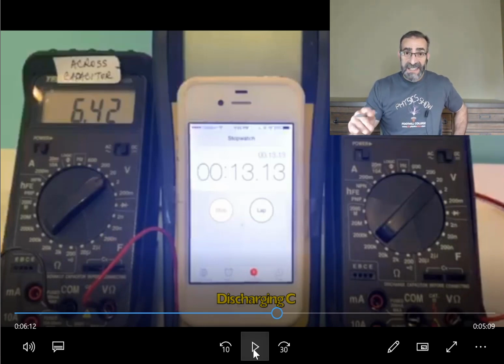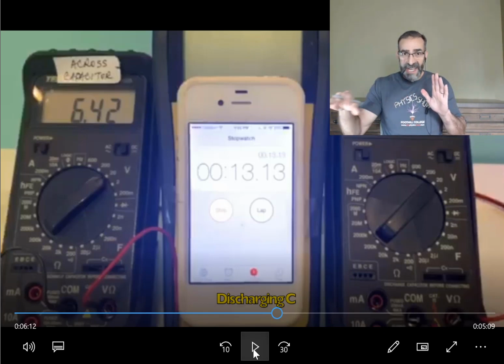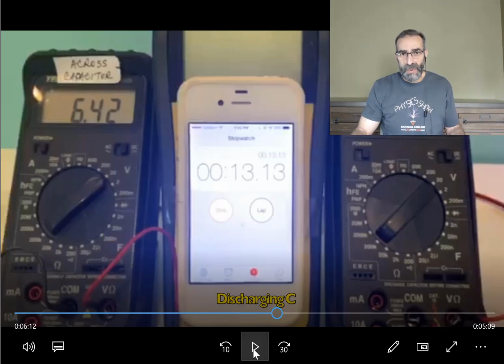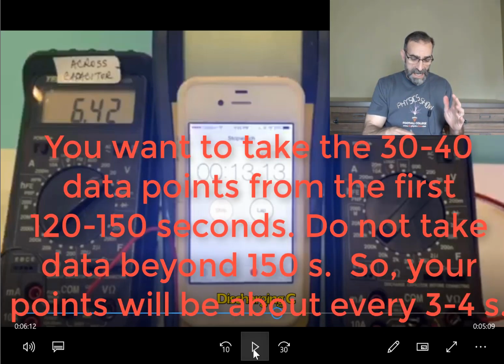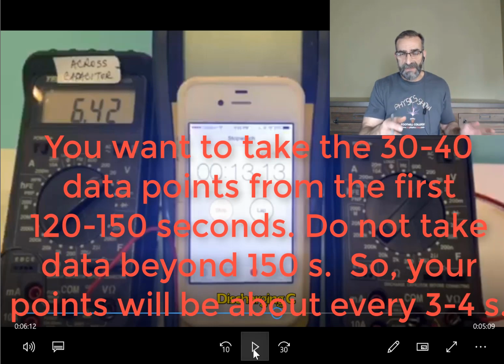Sometimes out at the end, near when the voltage is hardly changing, the data doesn't work out as nicely. So it's better to keep it in. I know this goes out 5 minutes, but I would say don't go more than 4 minutes on your data collection. Stop when you get to 4 minutes. Don't go more than that.